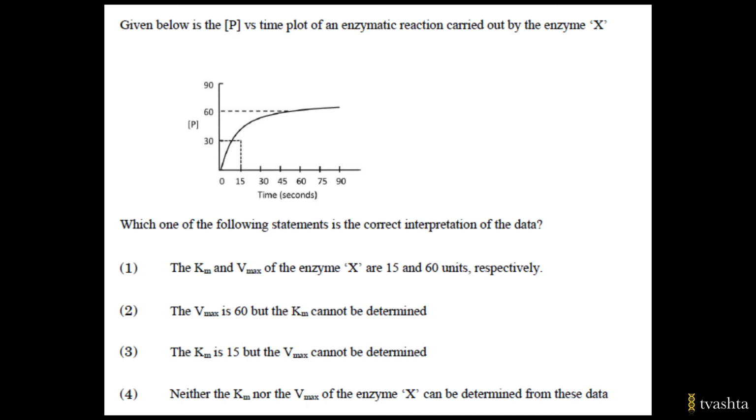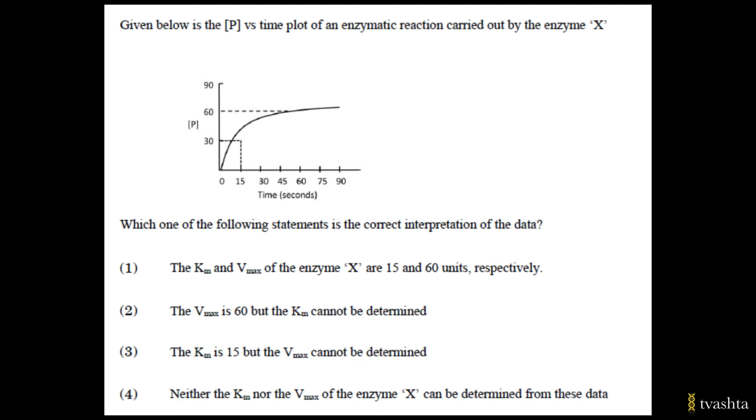First option is the Km and Vmax of the enzyme X are 15 and 60 units respectively. Option B is the Vmax is 60 but the Km cannot be determined. Third option is the Km is 15 but the Vmax cannot be determined. And option 4 is neither the Km nor the Vmax of the enzyme can be determined from these data.